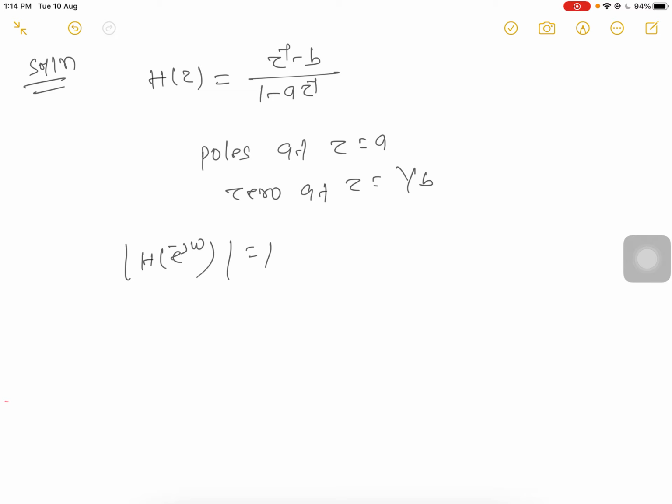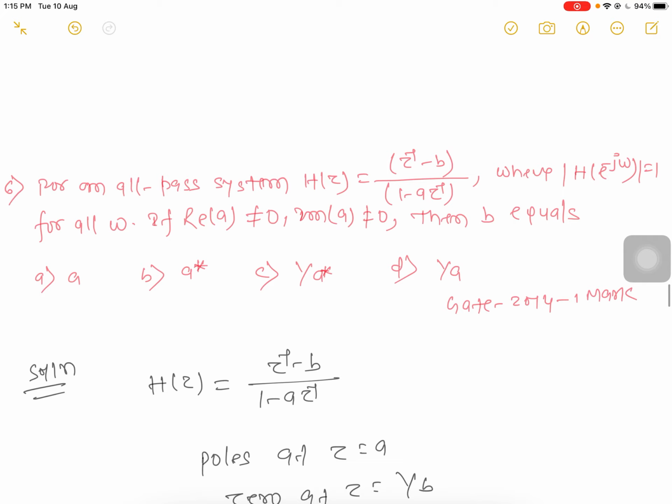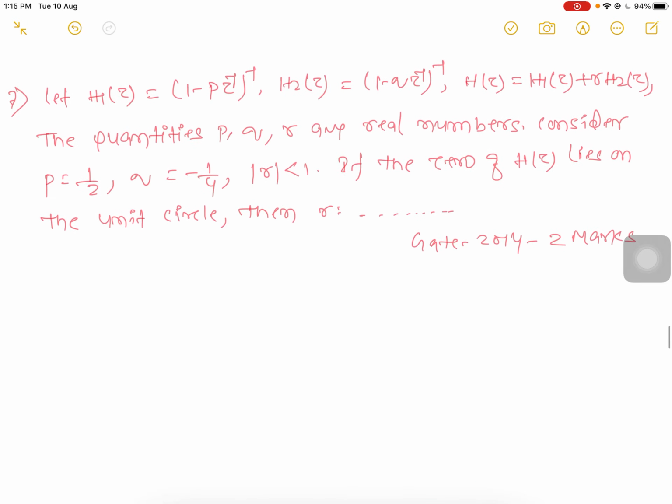So for an all-pass filter, the pole and zero must be at 1 by a complex conjugate. So 1 by b is equal to 1 by a complex conjugate. So b is equal to a complex conjugate. The right answer will be b.